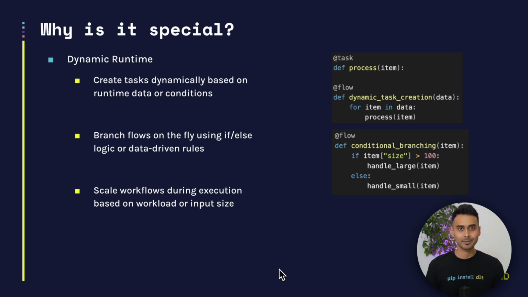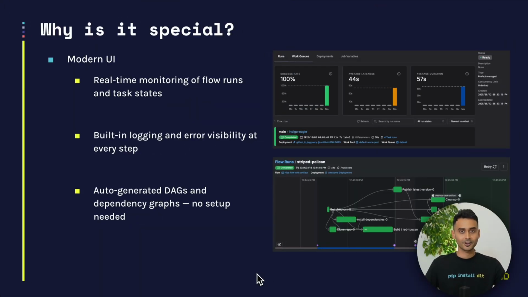You can dynamically create tasks based on runtime data or branch flows based on conditional logic. You can easily scale your workflow during execution based on input size data, which lets you build scalable workflows with no overhead. One of the best features of Prefect is its modern user interface.